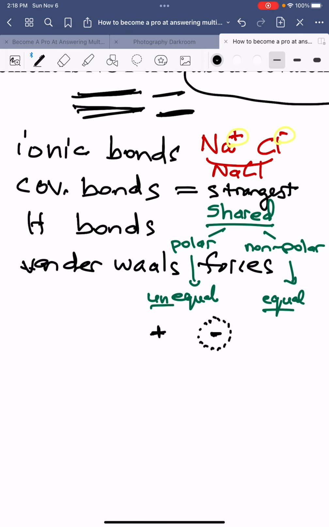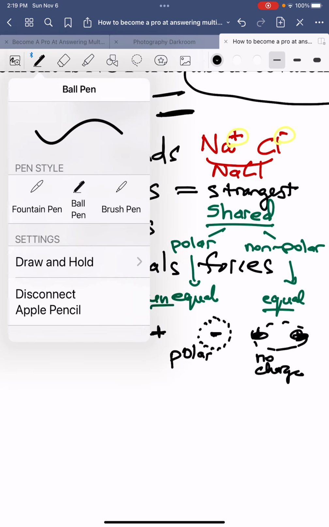So this is what we call a polar scenario. Whereas if there's equal sharing, then the electrons are spending an equal amount of time on either side of the molecule, and the charge there is evened out, so there's no charge across this molecule. Right, then we move on to hydrogen bonds.